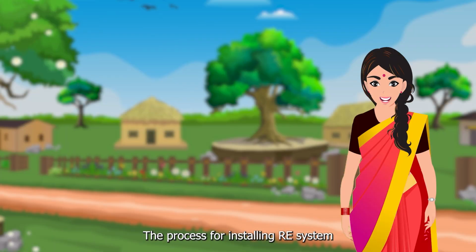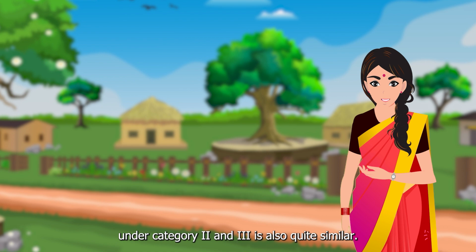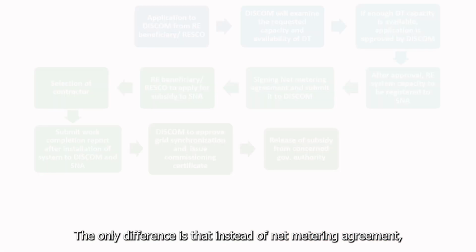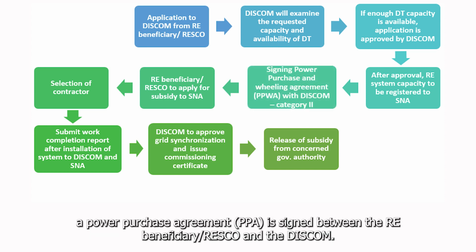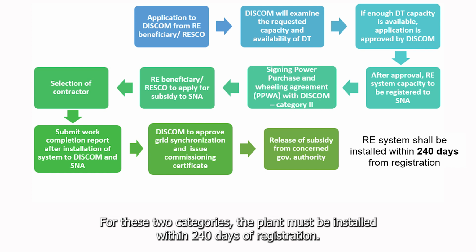The process for installing an RE system under Category 2 and 3 is also quite similar. The only difference is that instead of a net metering agreement, a power purchase agreement (PPA) is signed between the RE beneficiary or RESCO and the DISCOM. For these two categories, the plant must be installed within 240 days of registration.